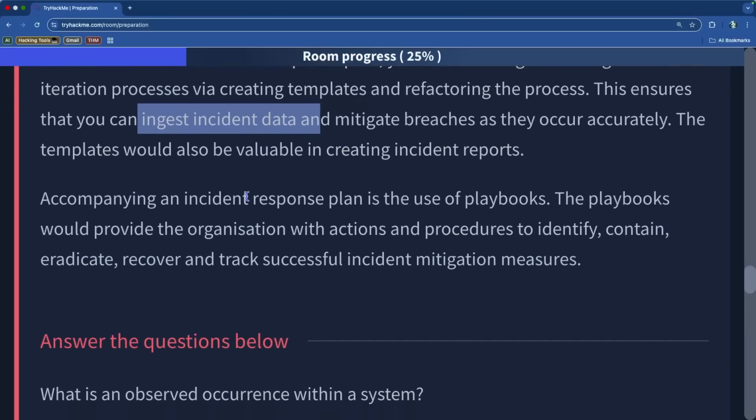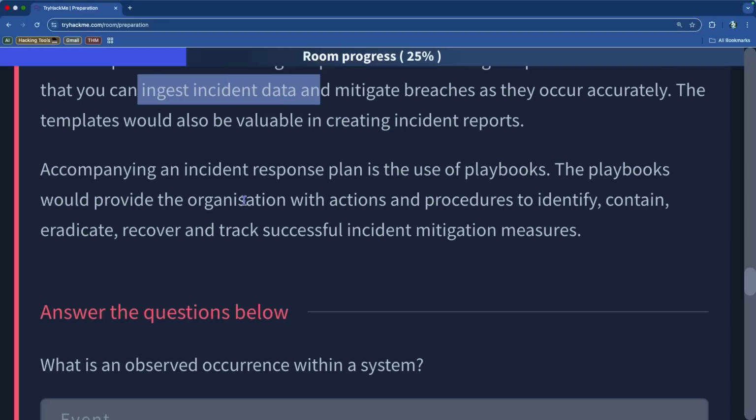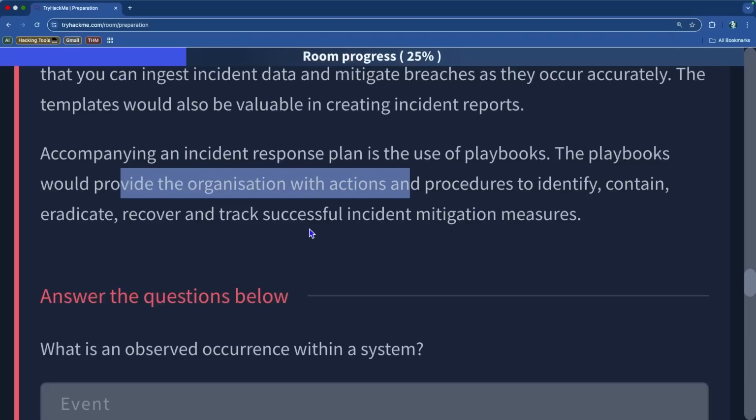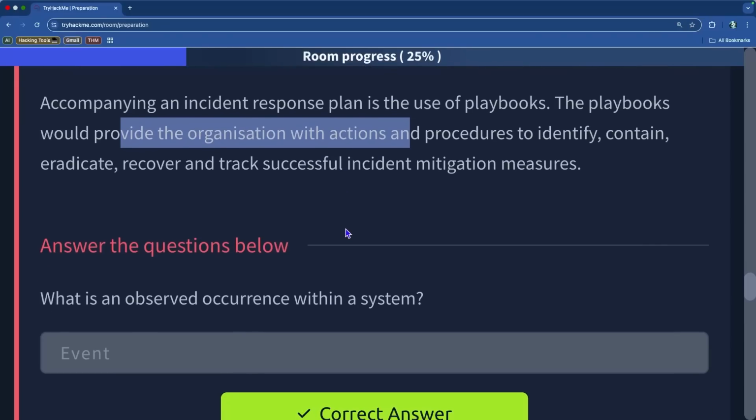The templates would also be valuable in creating incident reports, and accompanying an incident response plan is the use of playbooks. The playbook is essentially inside of the incident response plan, and it would provide the organization with the actions and procedures to identify, contain, eradicate, recover, track successful incident mitigation measures, etc. So the playbook is literally the play-by-play. This is what you do, and then this is what you do. This is who you call, and then this is who you call, and this is what you do. Step-by-step, play-by-play. That's what the playbook does.